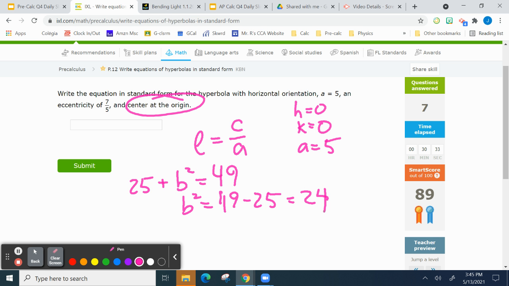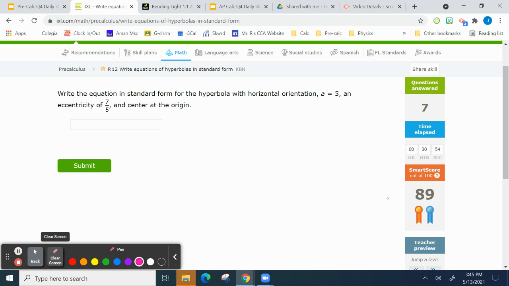It's horizontally oriented, so it's going to be x squared over a squared minus y squared over b squared, which we found, and who cares what b is? It's the square root of 24. So that's that. Now I'm going to jump a level, see what else we got.